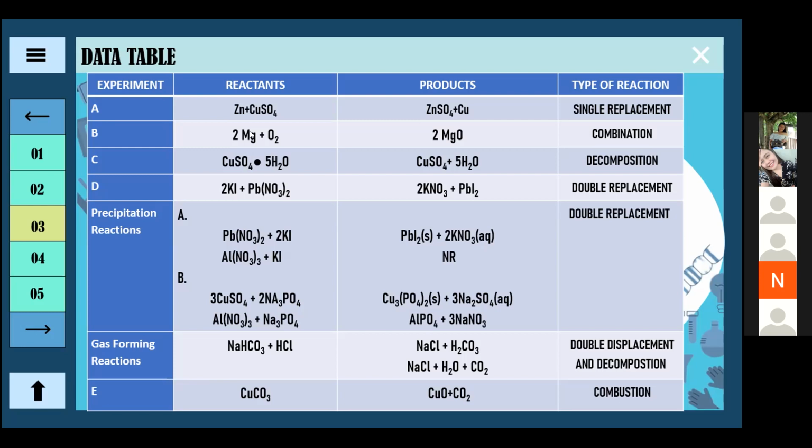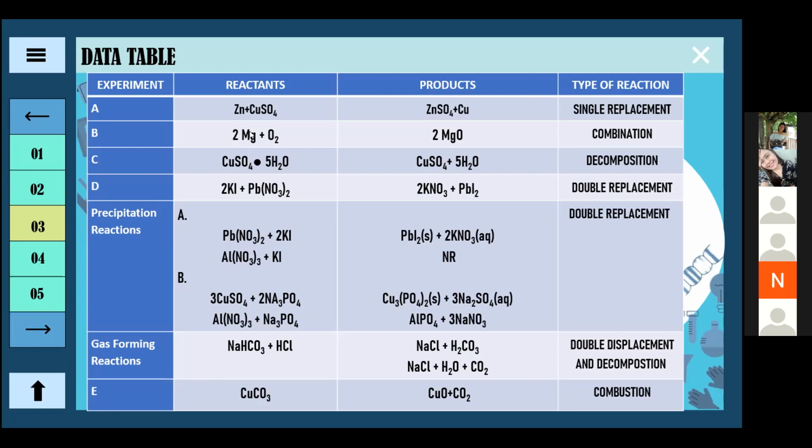For the gas-forming reaction, our reactants are sodium bicarbonate plus hydrogen chloride. Our products would be sodium chloride plus carbonic acid. But carbonic acid can further decompose into water, H2O, and CO2. So our final product would be sodium chloride plus water plus CO2. So we have two types of reaction, and that is double displacement and decomposition reaction.